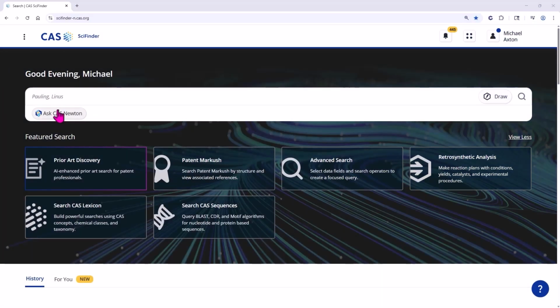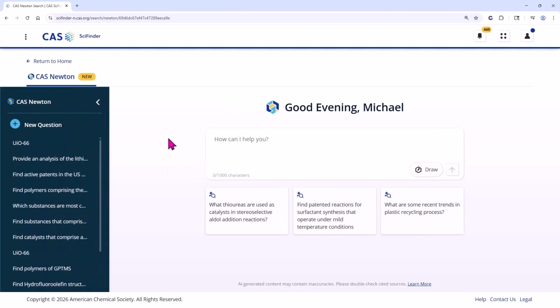CAS Newton is a science-smart agentic AI built directly into SciFinder. It's designed by scientists at CAS to understand scientific questions and information, helping you explore complex research workflows. This environment allows you to iterate through a conversational interaction with the system. This permits flexible approaches to search and provides insightful analysis in a detailed response.